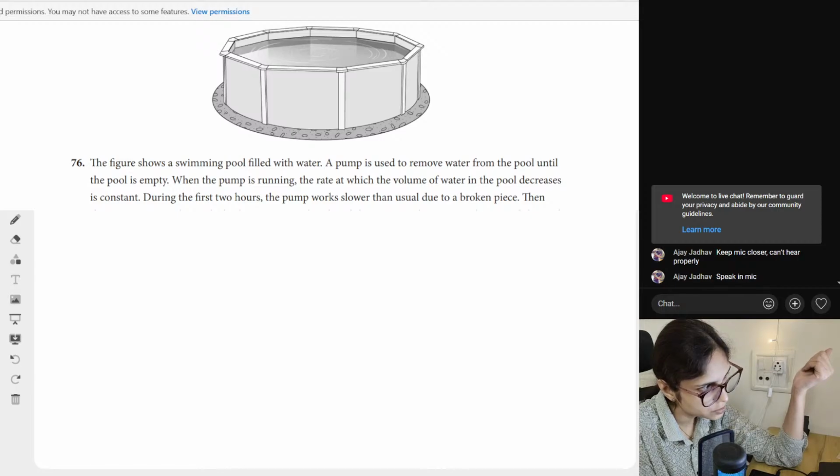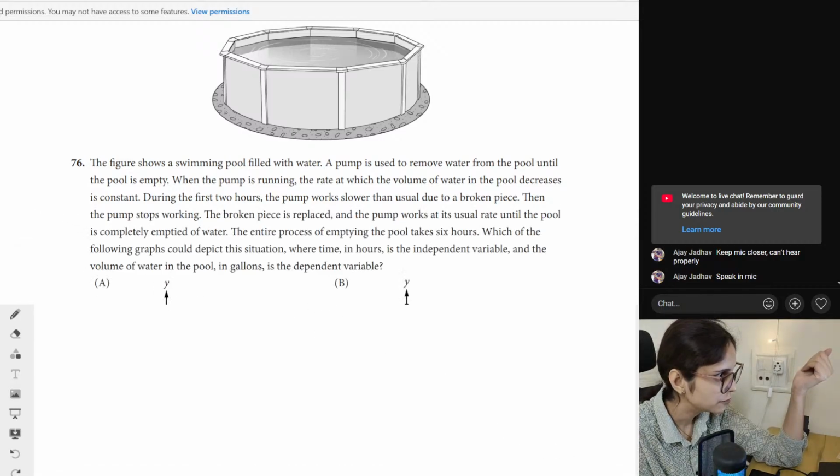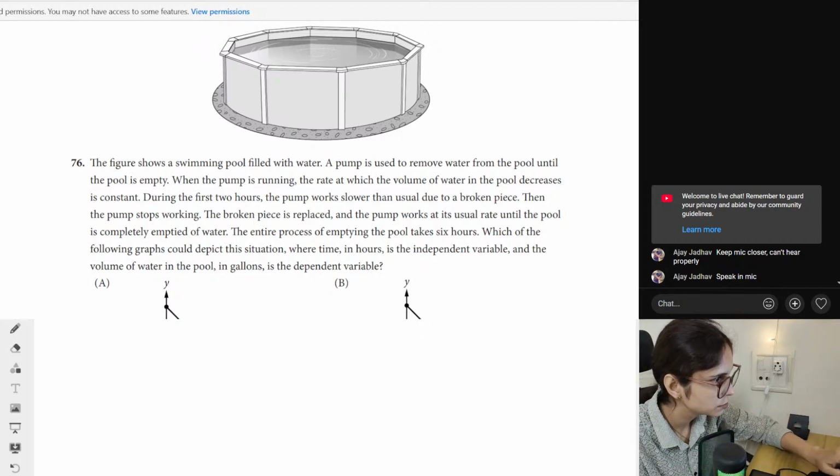Rate is constant means linear function. I think I'll have to do some adjustments. So yeah.